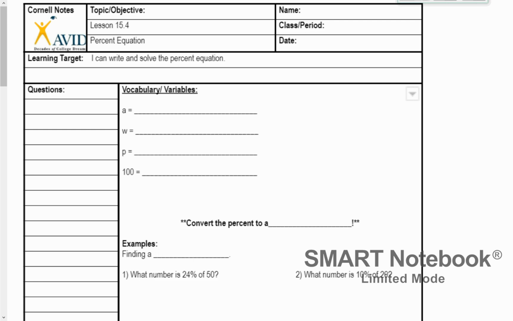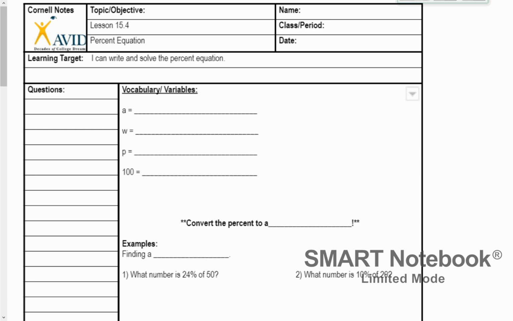All right, so today we're going to be learning how to solve percent problems with an equation. Some of us after this lesson are going to develop a preference, whether you use the proportion or the equation. It is going to be up to you in the future. Today, I really want you to focus on using this equation, not going back to that proportion.